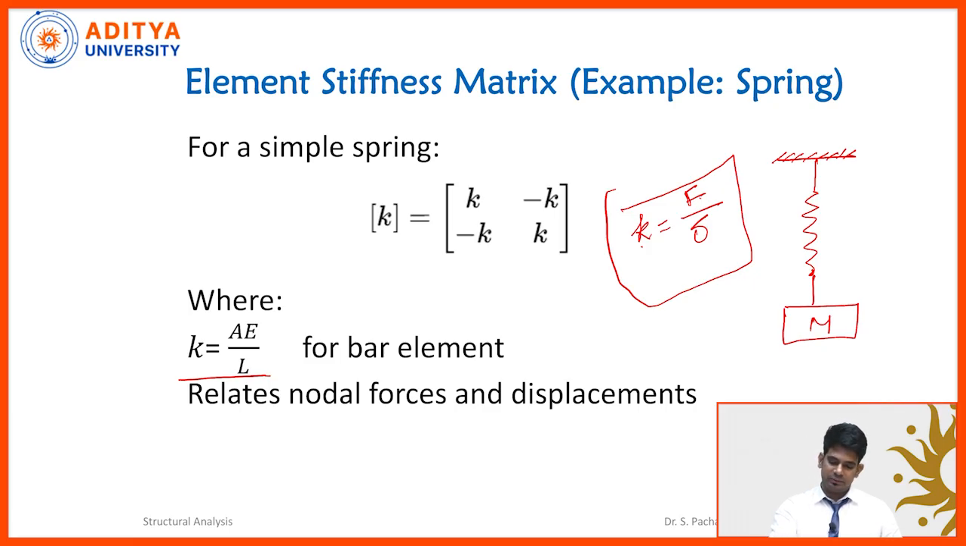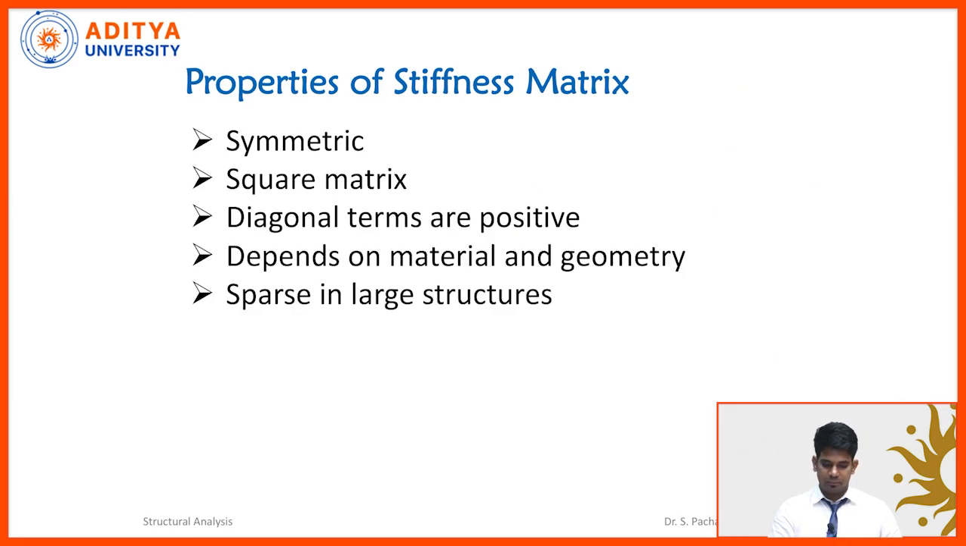So, the stiffness K value for a simple spring is AE by L, and it relates nodal forces and displacements. If you derive the stiffness matrix for the 2-node bar element, for the spring, it is K, minus K, minus K and plus K. Here we can see the diagonal terms are symmetric. So, that is one of the properties of the stiffness matrix.